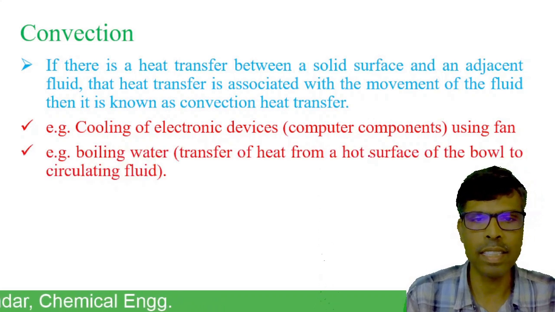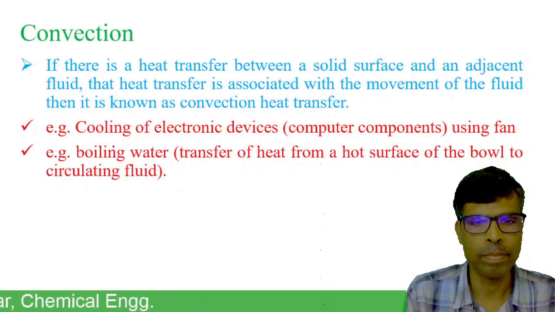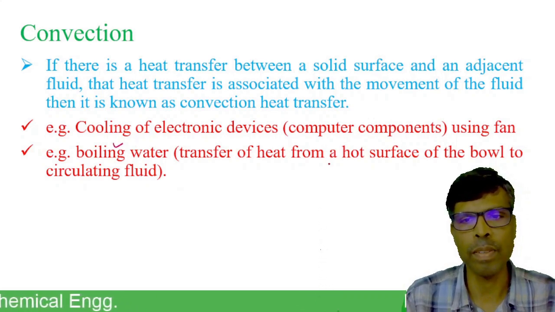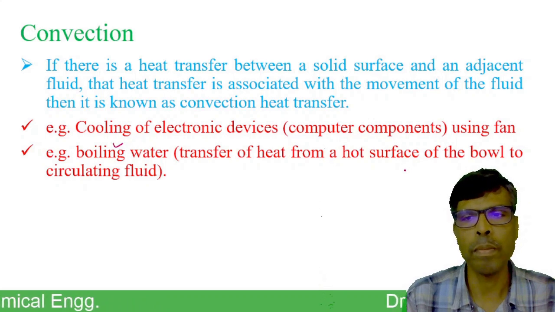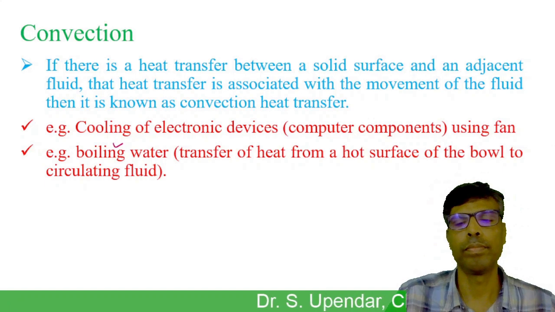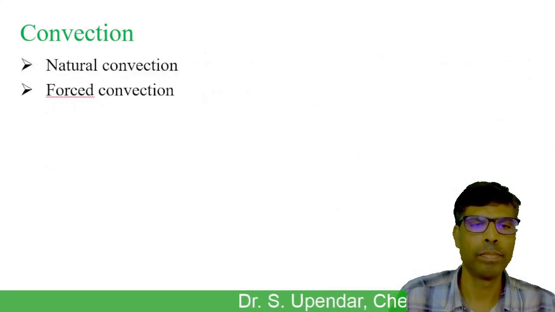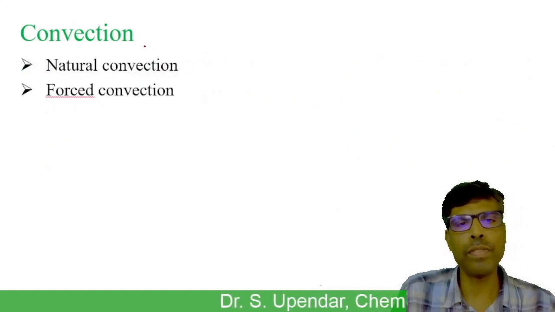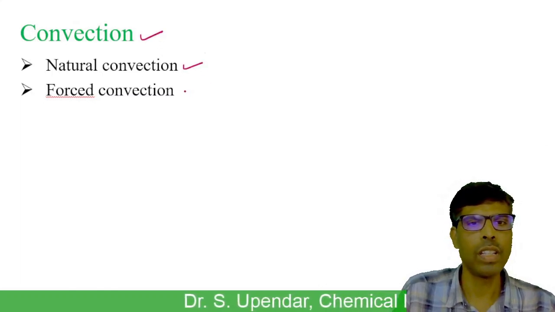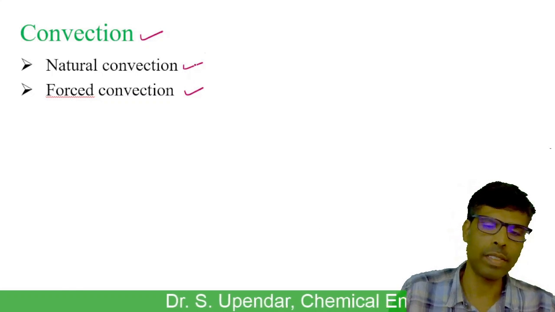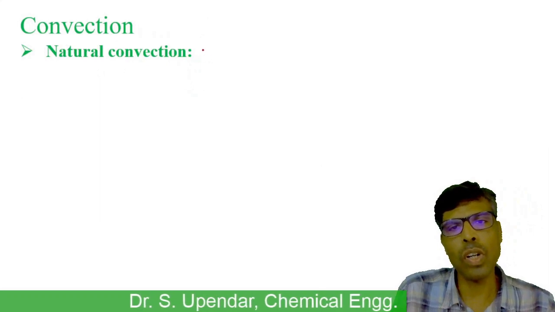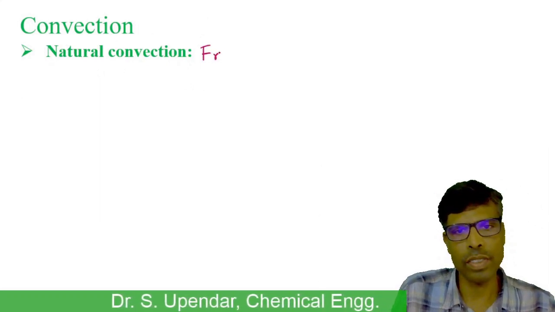Another example is boiling water. In this, transfer of heat occurs from a hot surface of the bowl to circulating fluid. There are two types of convection. One is natural convection, another one is forced convection. First, natural convection. This is also called free convection.